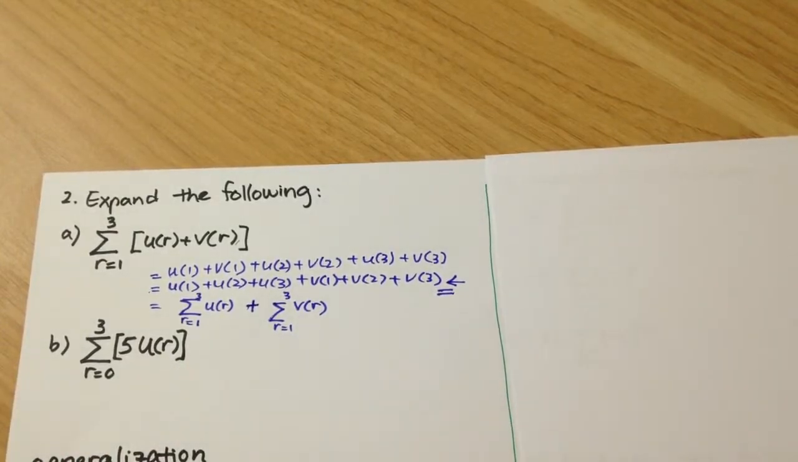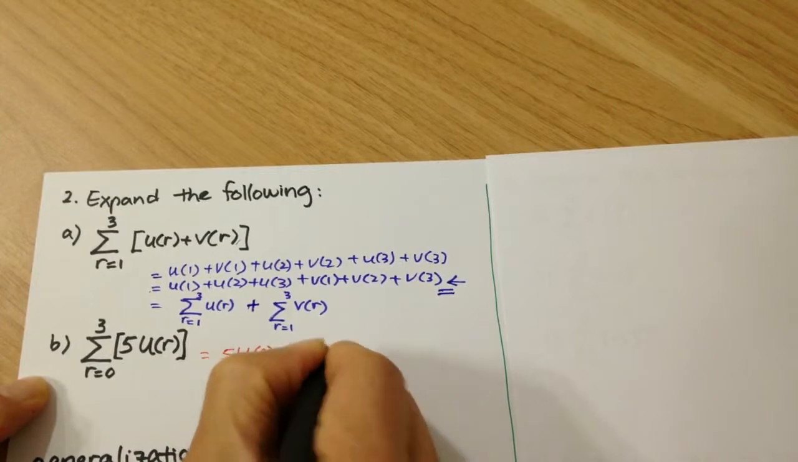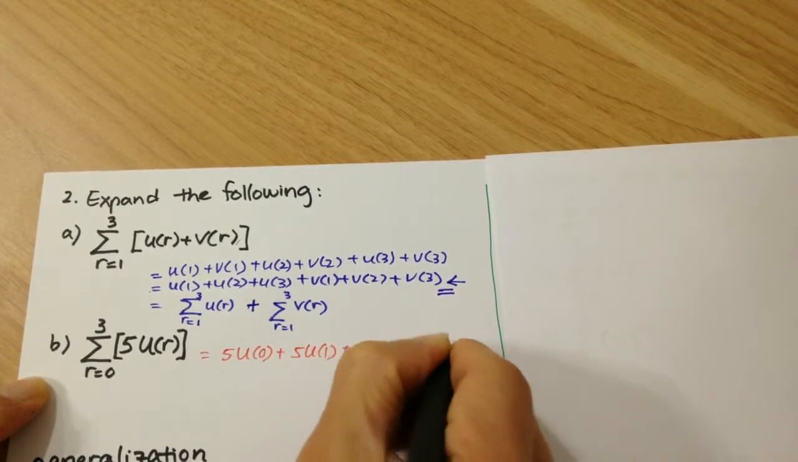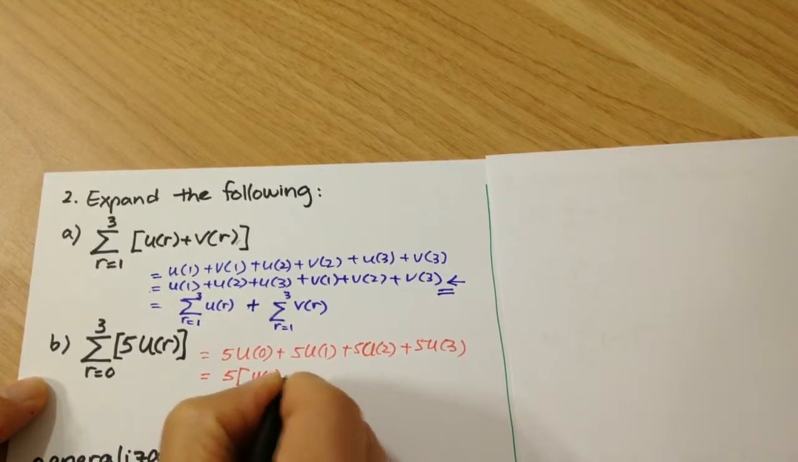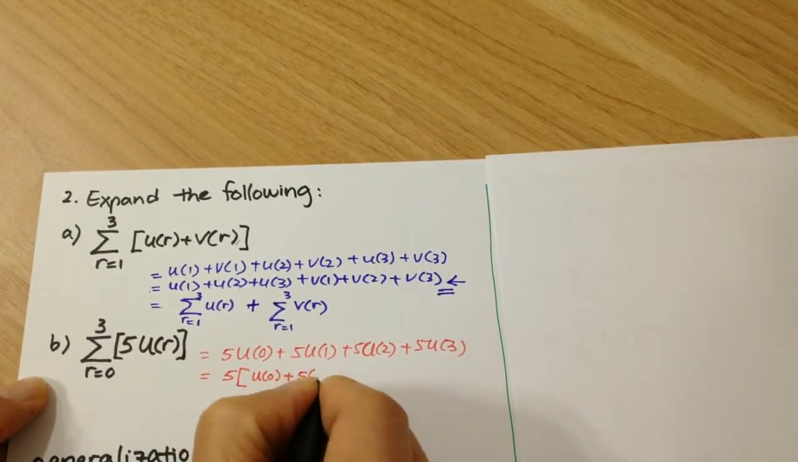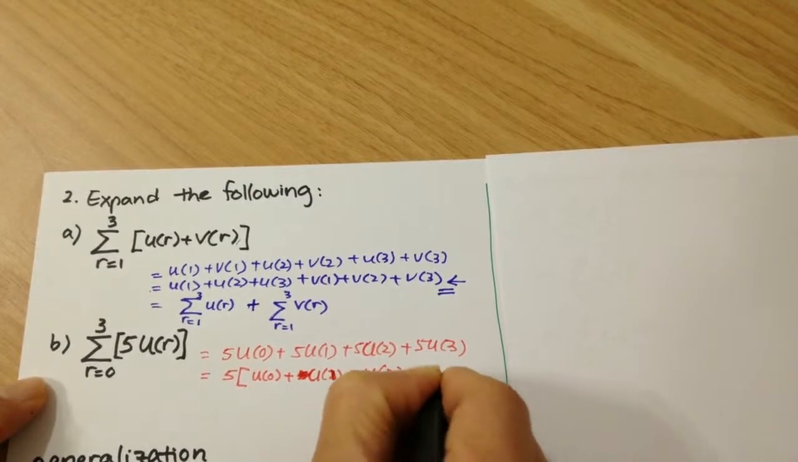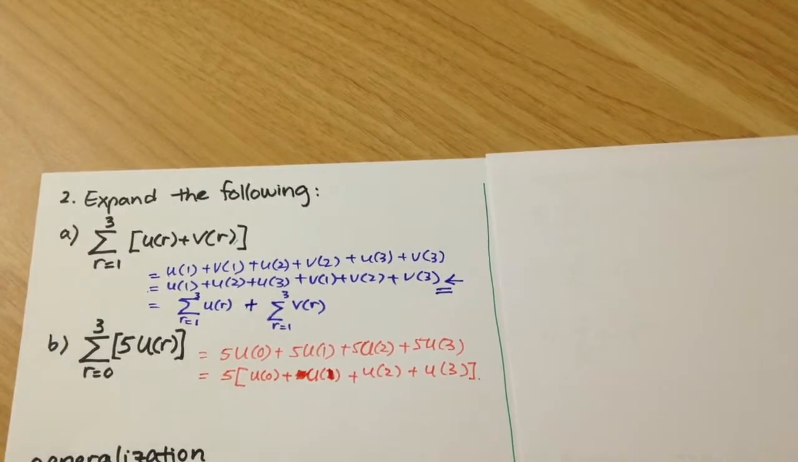Now let's look at question B. Just expand this: it means 5 of U of 0 plus 5 of U of 1 plus 5 of U of 2 plus 5 of U of 3. You can see that as an expansion, the common term is 5. So I can write out the 5 times U0, U1, U2 plus U3. Okay, so that's the expansion.